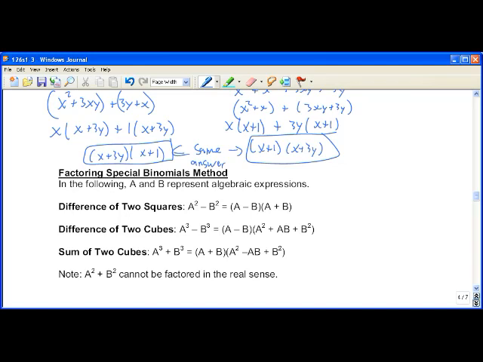Now, I want you to notice in each of these last two, there's only one negative. For a cubed minus b cubed, the negative is between a and b. For a cubed plus b cubed, the negative is between a squared and minus ab. So there's only one negative. Other than that, they look identical, just the negatives in different places. And we cannot factor a squared plus b squared.